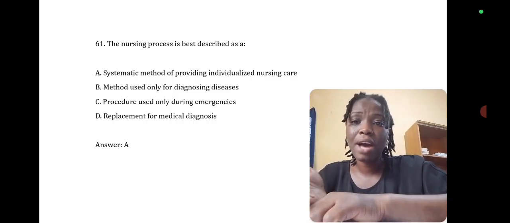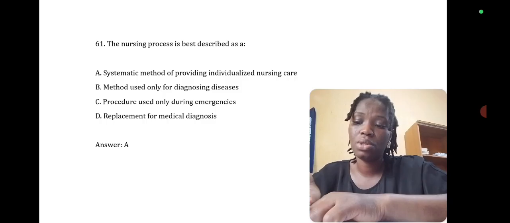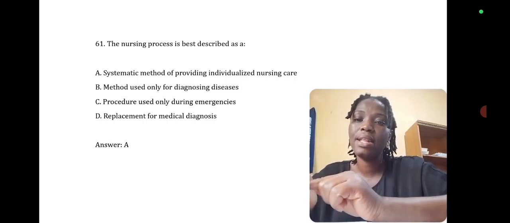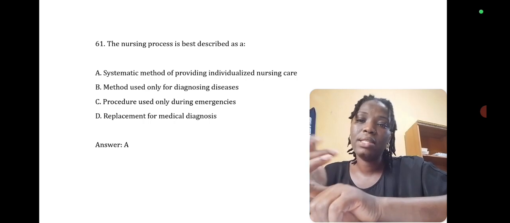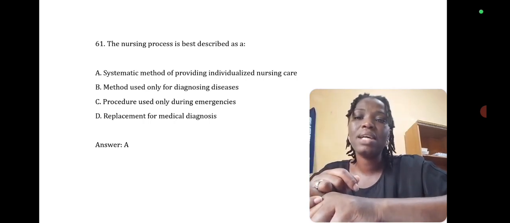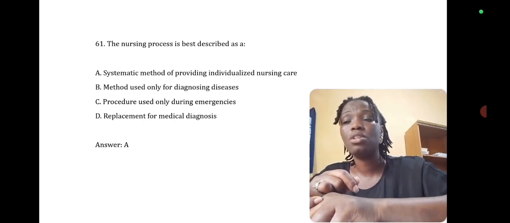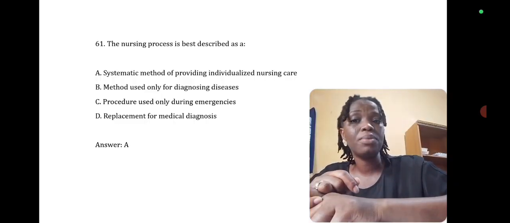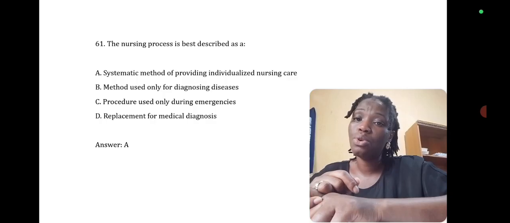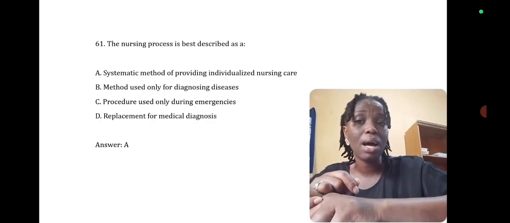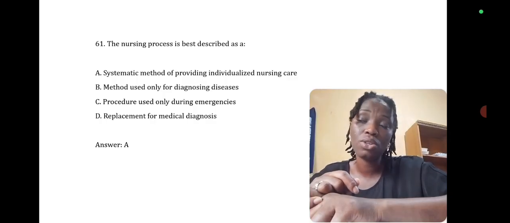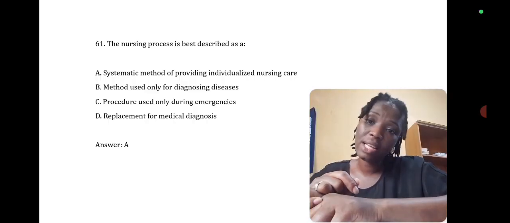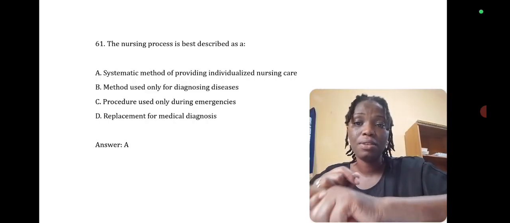So what are the 5 steps in nursing process? I say the acronym is ADPIE. A is assessment. Assessment is you observing the patient and the patient telling you what is wrong with them. In that assessment, where you do your observation and patients give you their own complaint, it is called collection of data. Data is information, and the data could be subjective or objective.